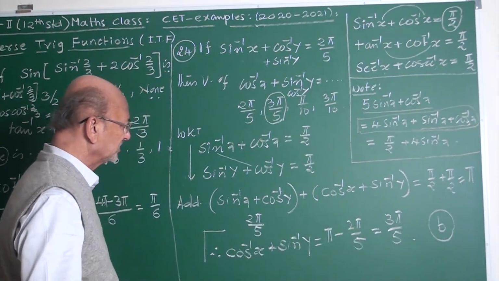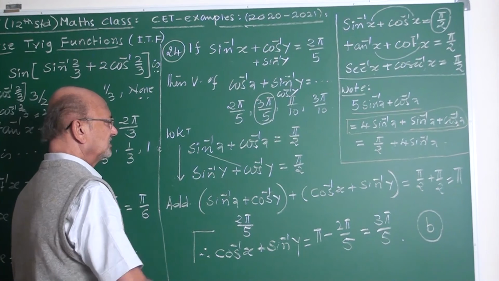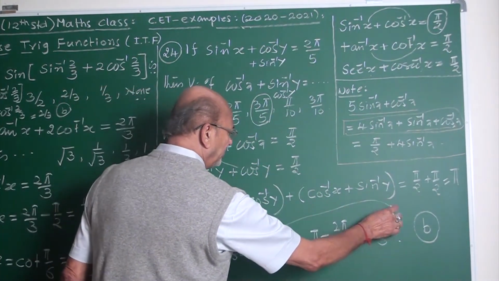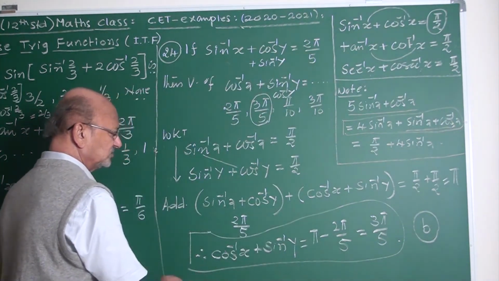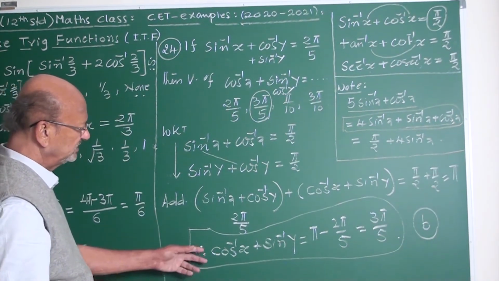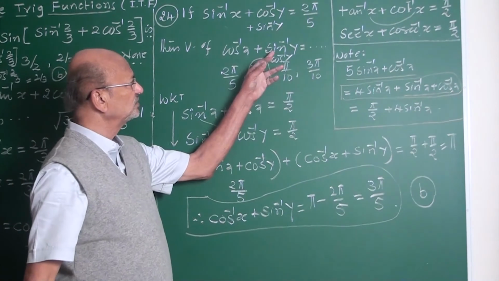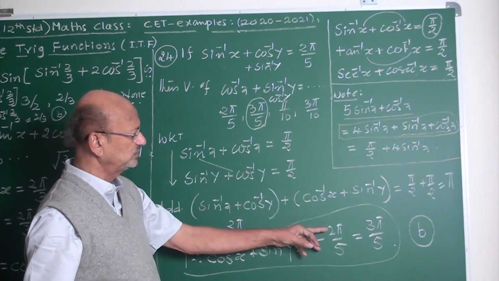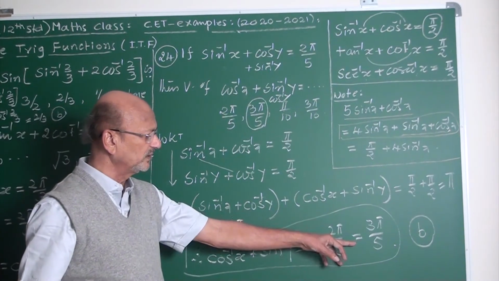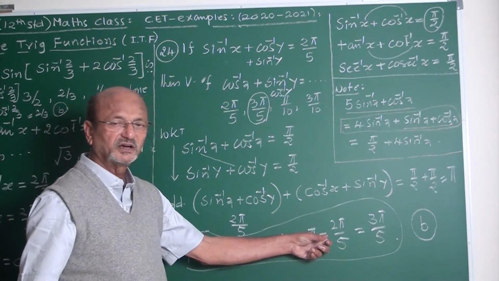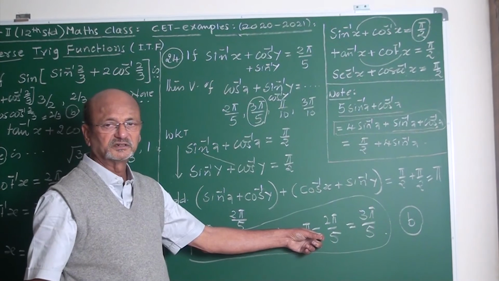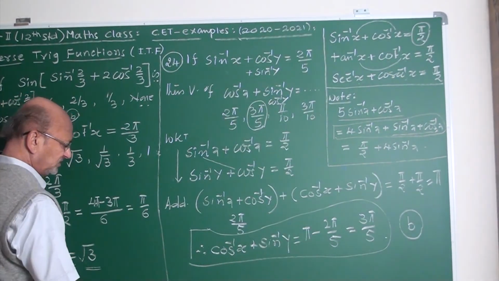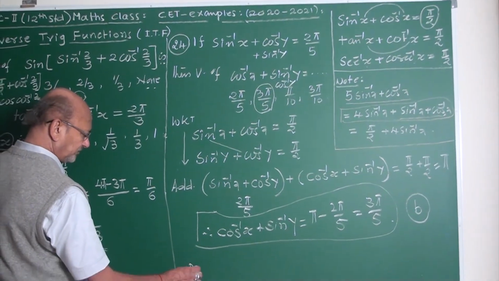Direct answer, my friends. Nothing to write, all these steps you can skip. You can save the time and get the direct answer. No need to write even this. What is this equal to? This is pi minus the given. What is pi minus 2 pi by 5? It is 3 pi by 5. My friend, you can write this directly. Understood? This you do it yourselves.